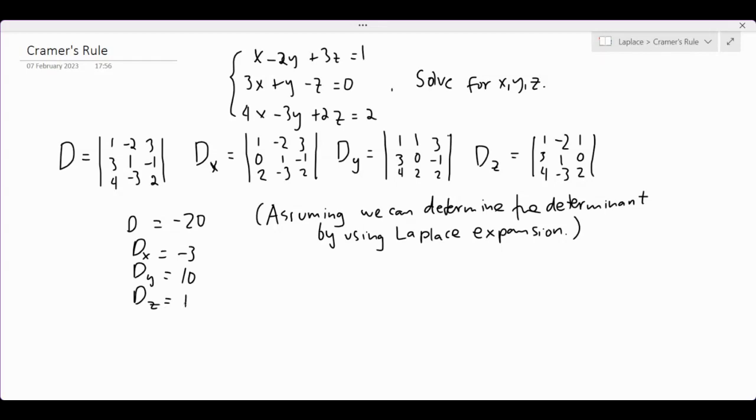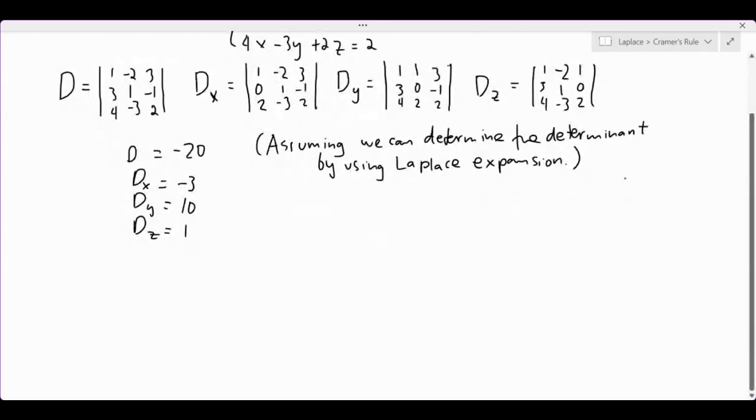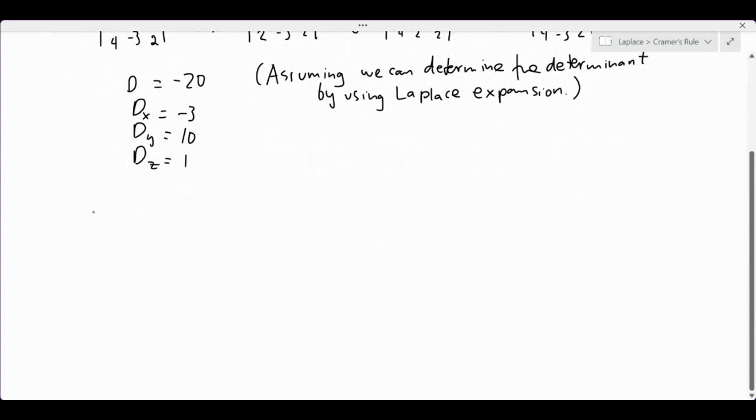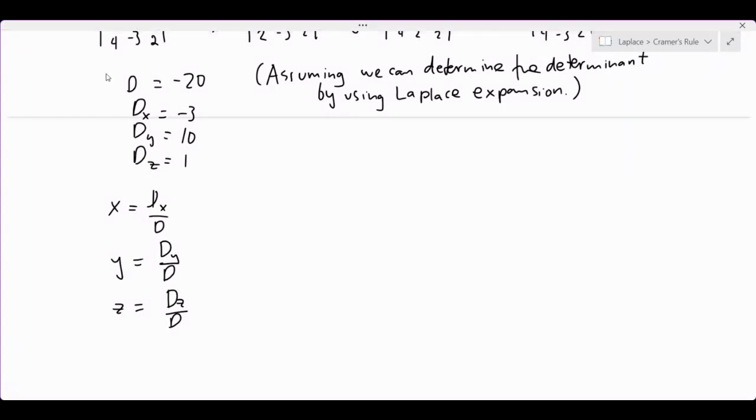and then dz will be equal to 1. Now, this is where we now apply the actual technique of Cramer's rule, because Cramer's rule tells us that the value of the x variable in the system will be equal to dx over D. The value of y will be dy over D, and then the value of z will be dz over D. Let me change this a little bit. So the D here is not properly written, so let me just edit that a bit. So that is supposed to be a capital D.